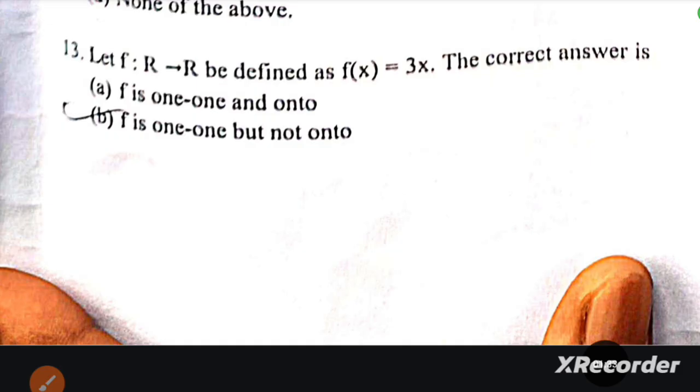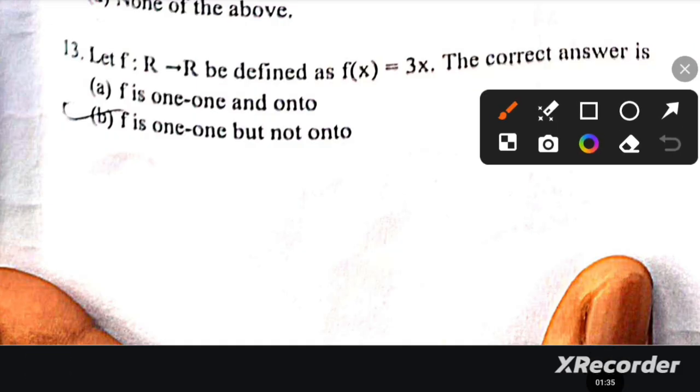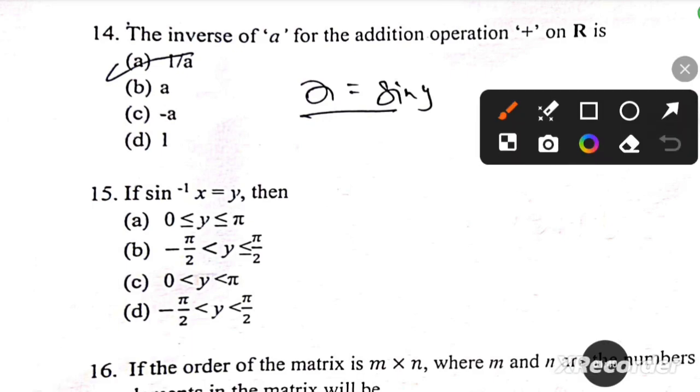The correct answer regarding the relation is f is one-one and onto. Question number 14. The inverse of a for the addition operation plus on R is minus a. If sine inverse x is equal to y, then y lies between minus pi by 2 and pi by 2.